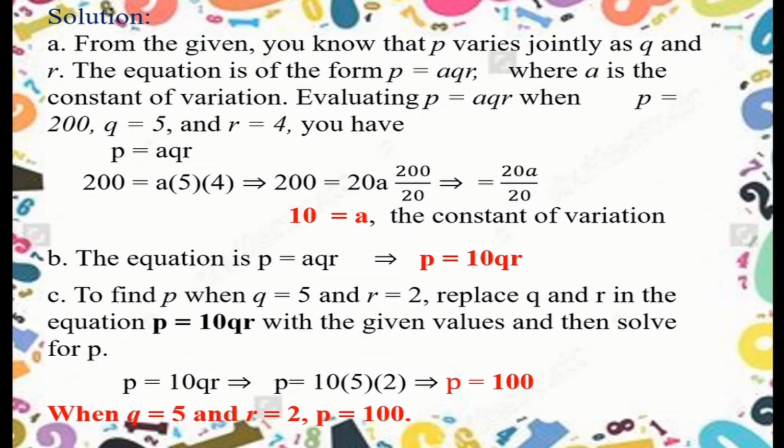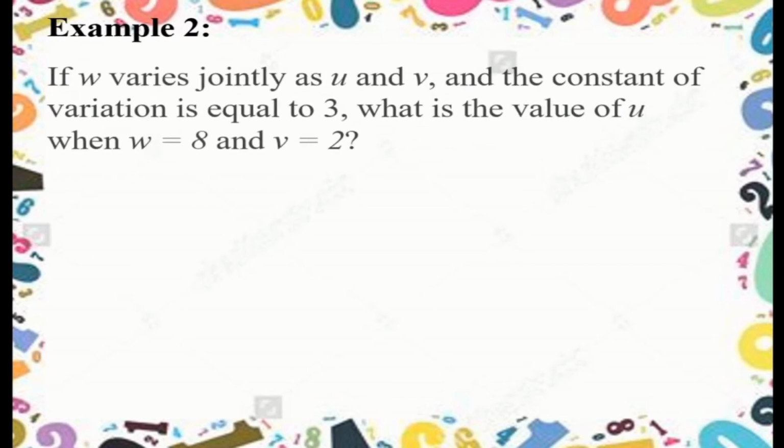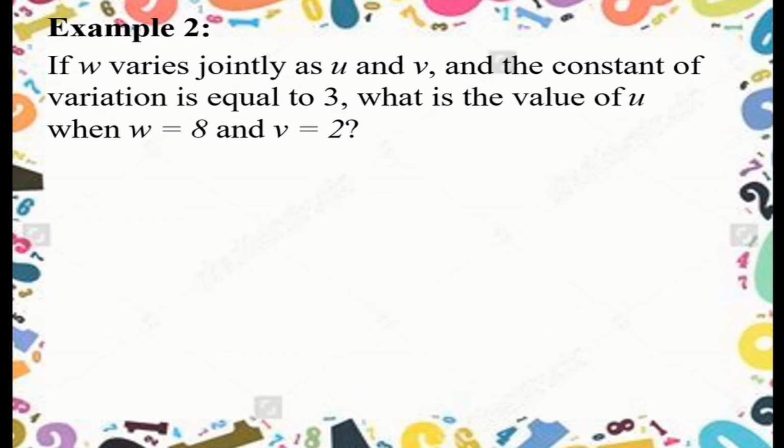Pero how about this next example? In our next example, example number 2, we have if W varies jointly as U and V. So again, ang nauna rito is the equivalent of Y. So W varies jointly as U and V, and the constant of variation is equal to 3. What's the value of U when W is equal to 8 and V is equal to 2?